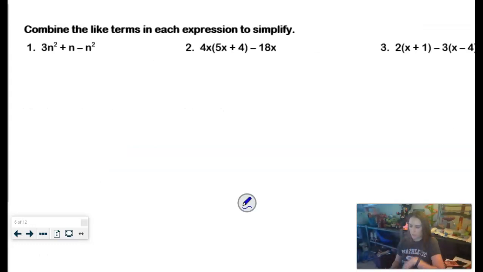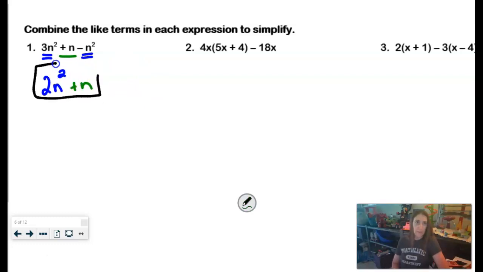Very similar problem here on number 1. Be careful though, it has to be the exact same variable, including the exponent. So the 3n squared and the minus 1n squared, those are like terms that you could combine together. That's where you get the 2n squared. And then you have this plus 1n, there's nothing to combine with it. So I just kind of write it off to the side here. Man, I hope I figure out how to write before we actually start school in August.